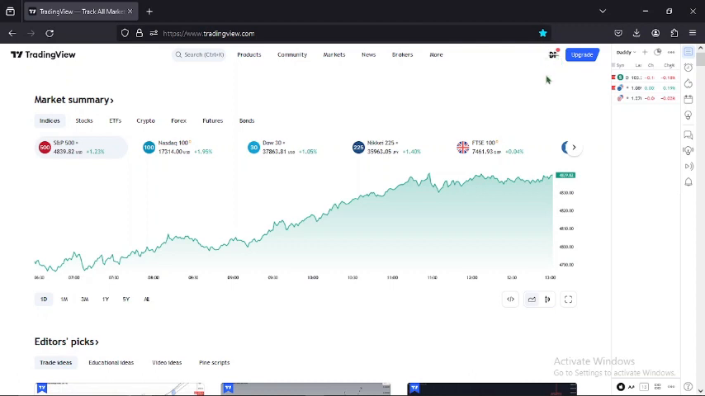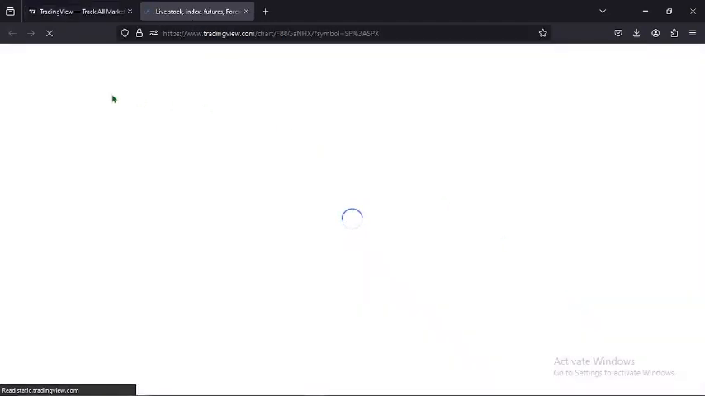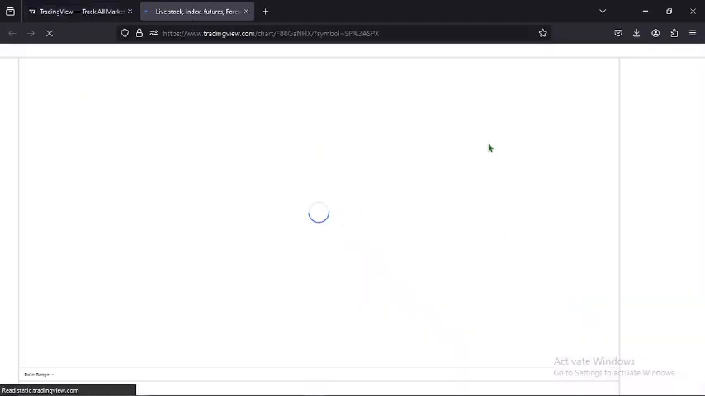So when you're here, you can type in any currency pair at all. This is what it's going to give you. What I want you to do is this particular button down here. I want you to click on that button. Okay, it's going to take you to a full chart.